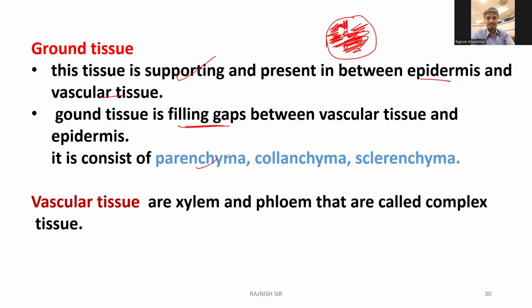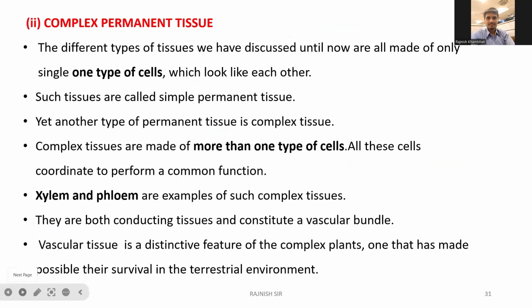It consists of parenchyma, collenchyma, and sclerenchyma. So this ground tissue is made up of all three types of cells: parenchyma, collenchyma, and sclerenchyma. You can see all the cells here. Vascular tissues, xylem and phloem, are called complex tissue. Just after this, we are going to learn this. So let's go. The next portion is called complex tissue.